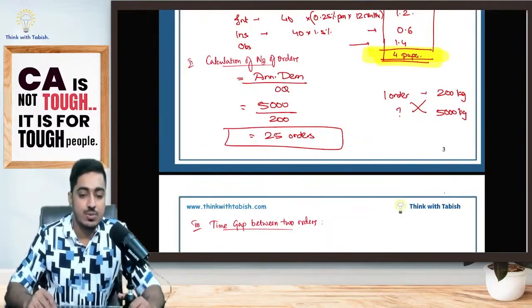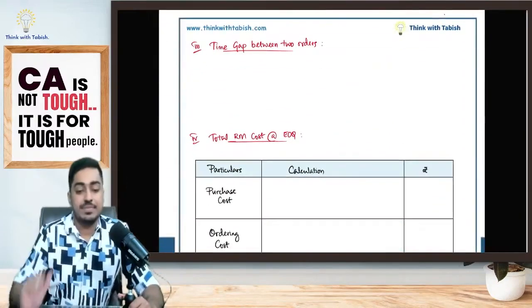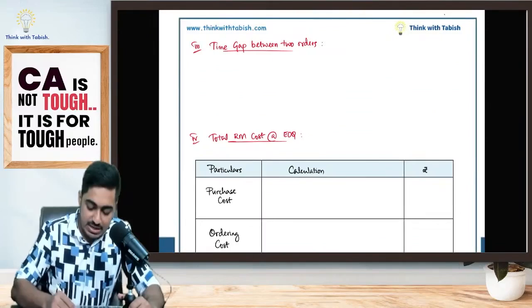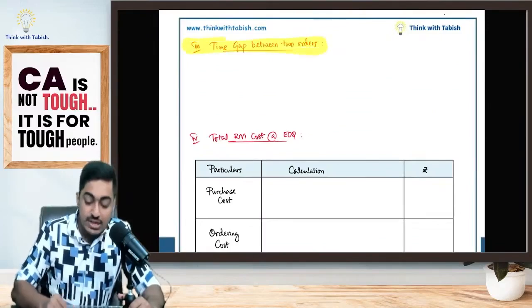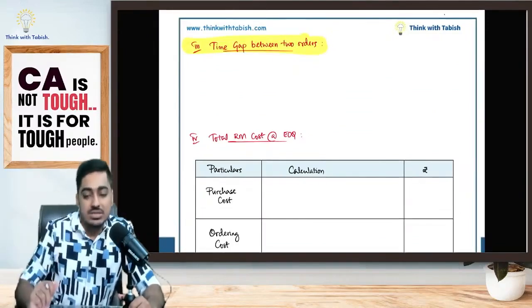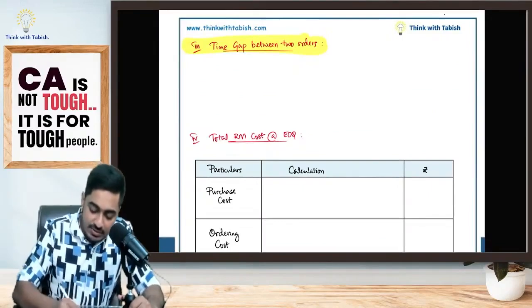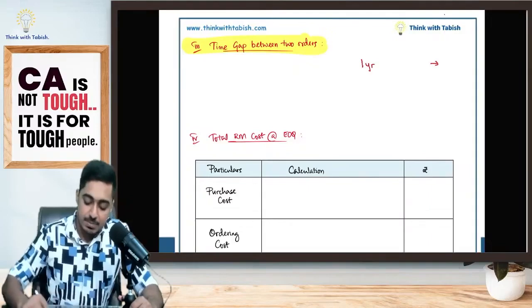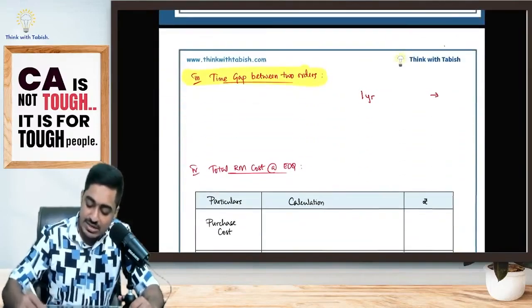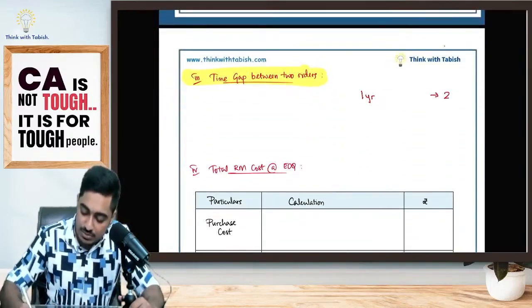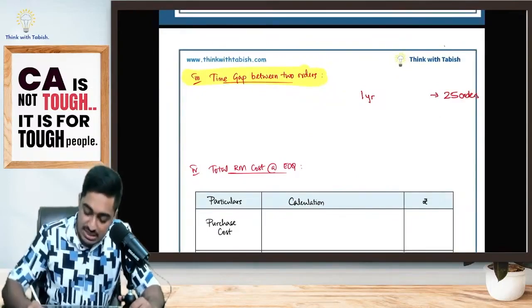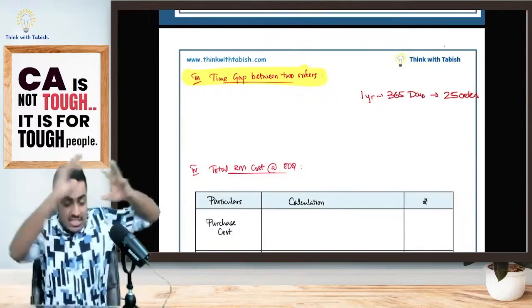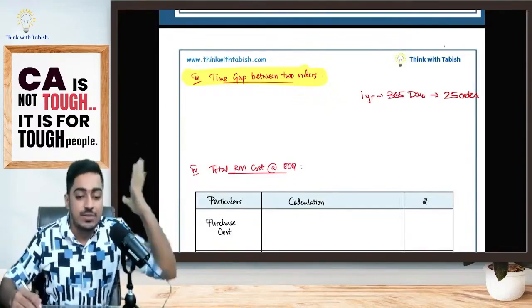Great. Shall we continue? Okay. Now comes the third requirement. The question is asking, what is the time gap between two orders? Okay. Tell me one thing, students. In 1 year, how many orders am I placing? Sir, we calculated in 1 year 25 orders we are placing. Good. 1 year means how many days, students? 365 days. Yes or no? That means in 365 days I am placing 25 orders.